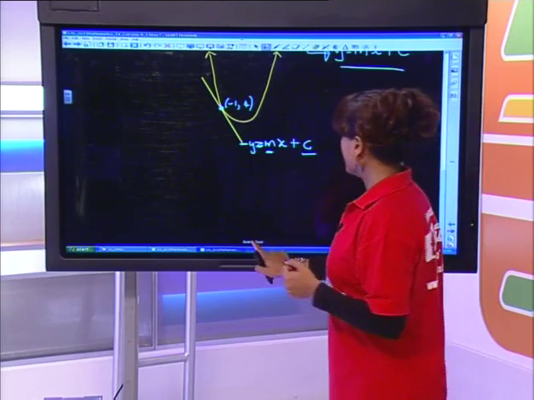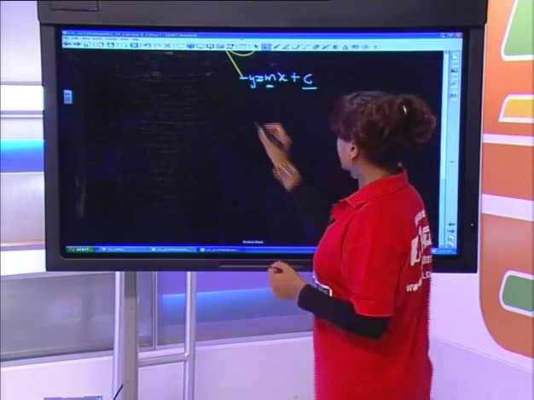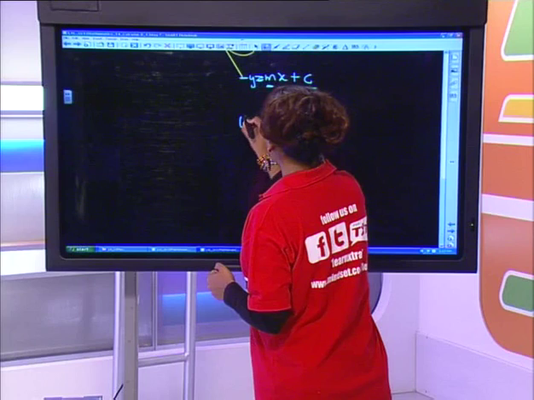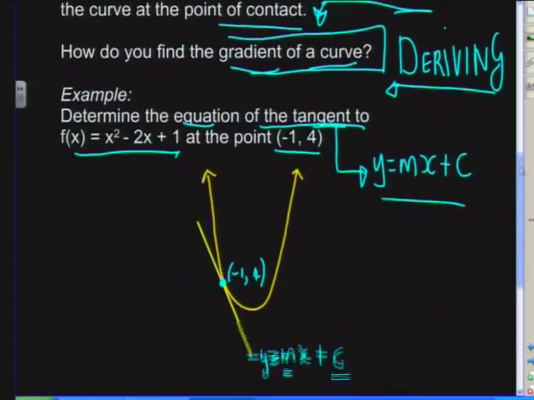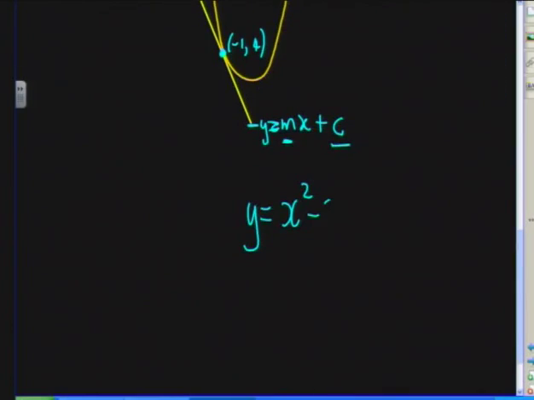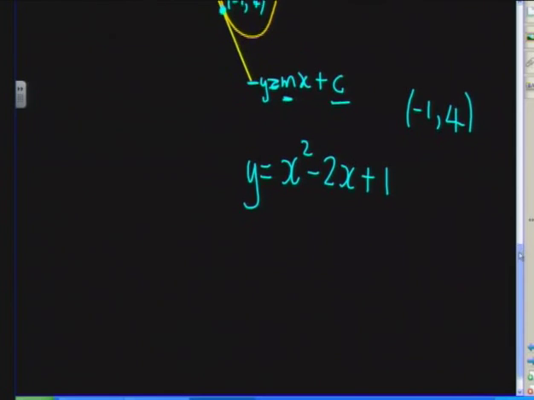Okay, this is where calculus comes in. So we know that the equation of the parabola is y is equal to x squared minus 2x plus 1. We also know the point of contact is minus 1 and 4. Okay, the first thing we're going to do is to find m, the gradient of the tangent. How do I do that?